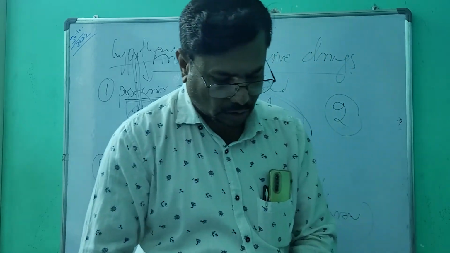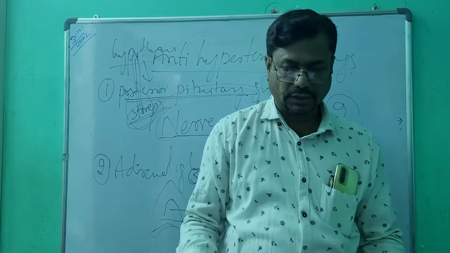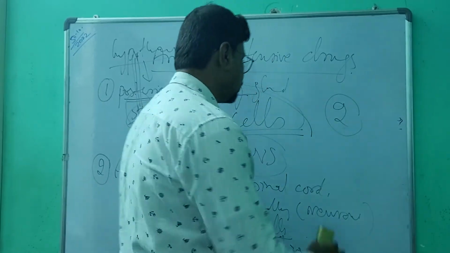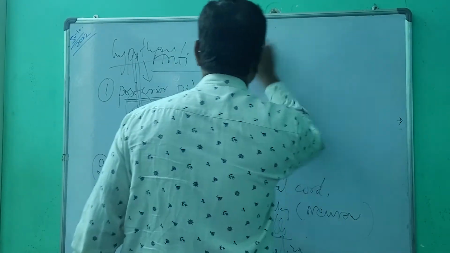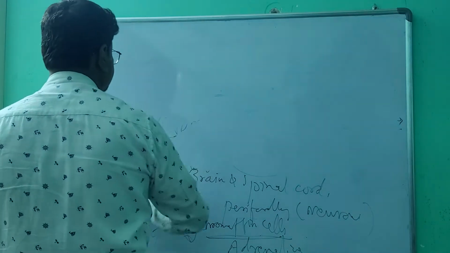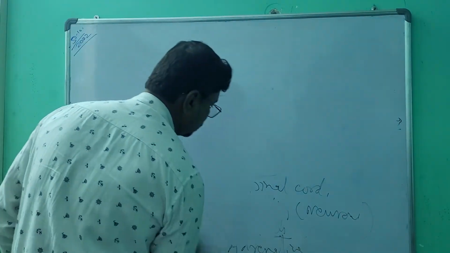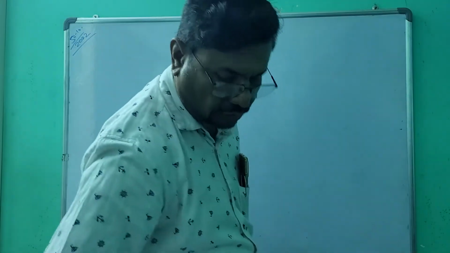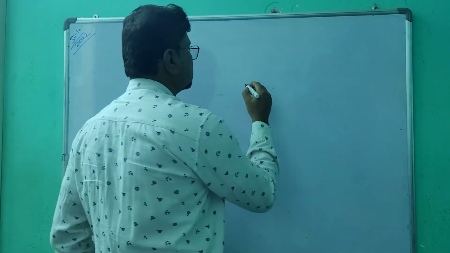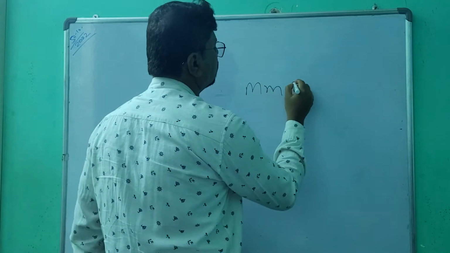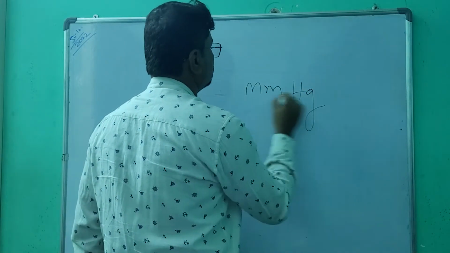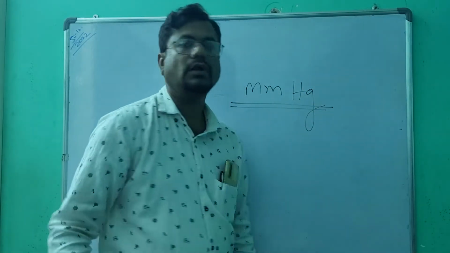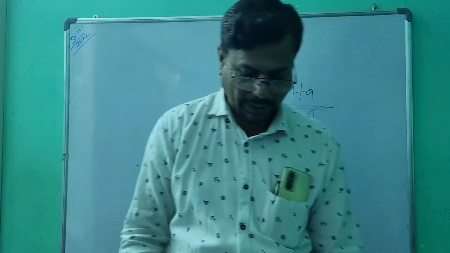Now we will see the units for blood pressure. What units do we have? The unit for blood pressure is mmHg. What is mmHg? Millimeters of mercury. So this is the pressure, right? This is the unit for blood pressure, mmHg.